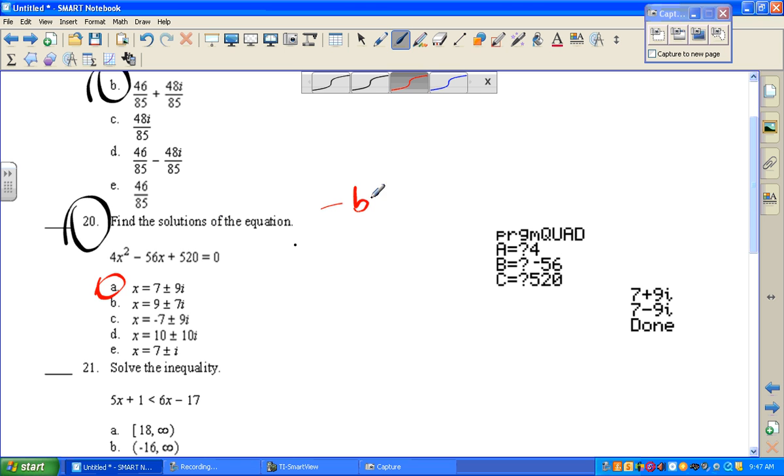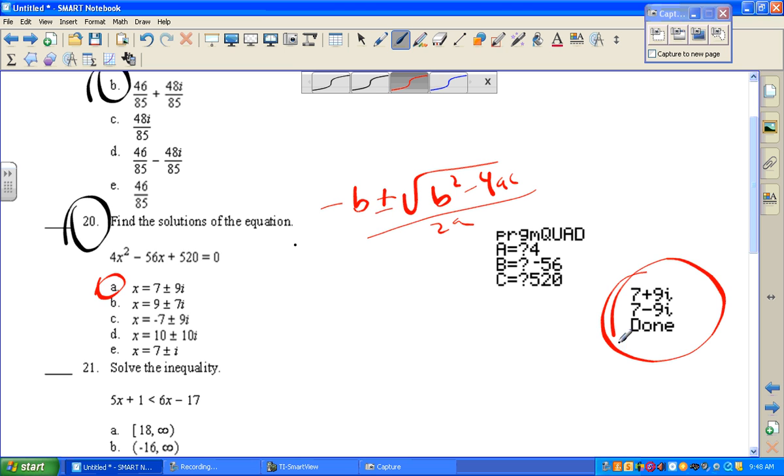Oh, opposite of B, plus or minus the square root of B squared minus 4AC all over 2A. Do I have to memorize that? If it comes out with decimals and you have exact values, then you have to go this route, yeah. You can figure it out. Okay?